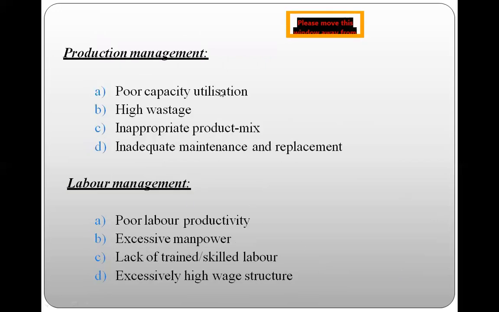Next is the production management: poor capacity utilization, high wastage, inappropriate product mix, inadequate maintenance and replacement. So these things are happening in production management. So poor capacity utilization, higher wastage. The product mix is not good. So all those kinds of things come into the production management.